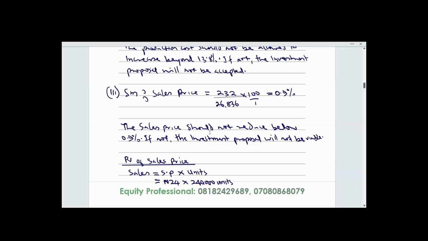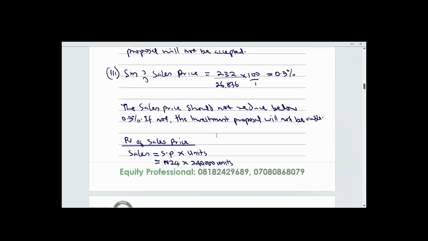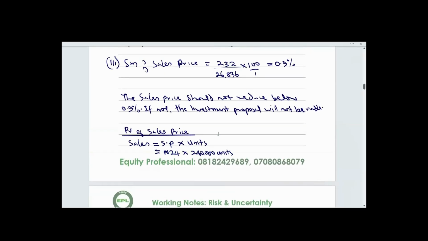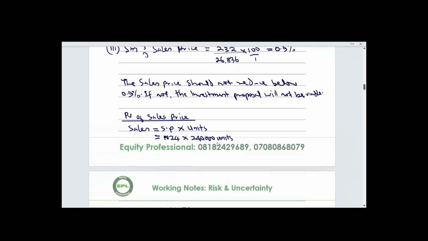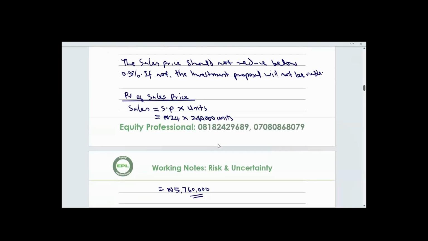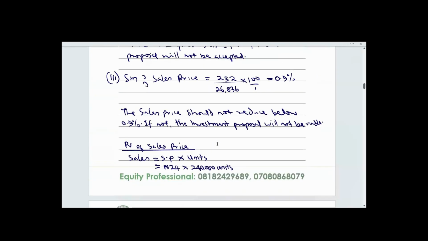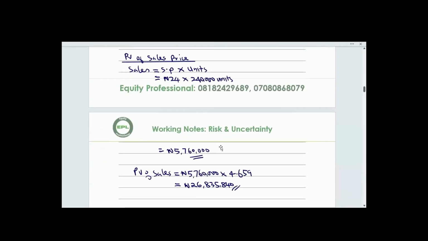So what we are saying is that the selling price of 24 naira, for example, we can still reduce it by 0.9%. Any further reduction in selling price beyond this 0.9%, the project's NPV will become negative. That means the project will not be accepted. So that's the interpretation of our sensitivity margin of sales price.